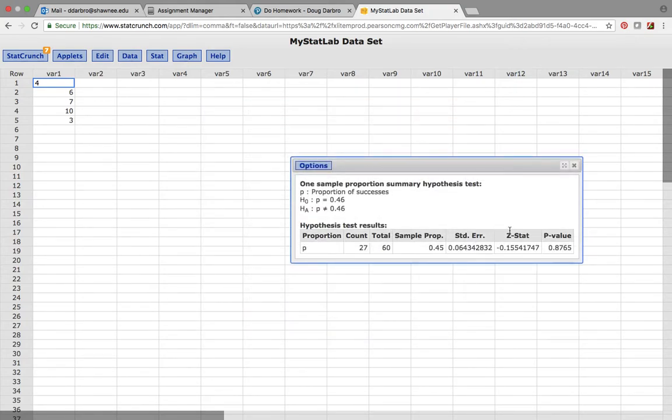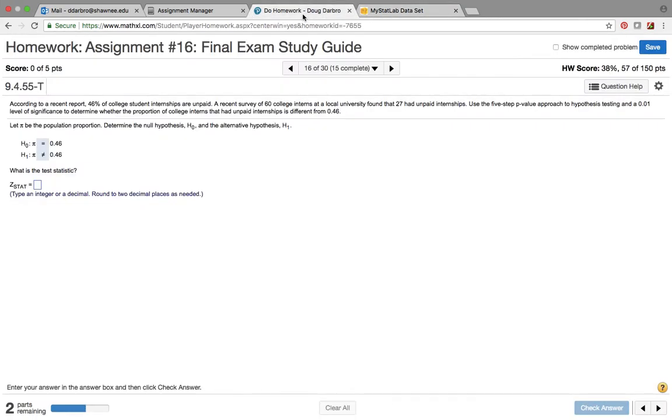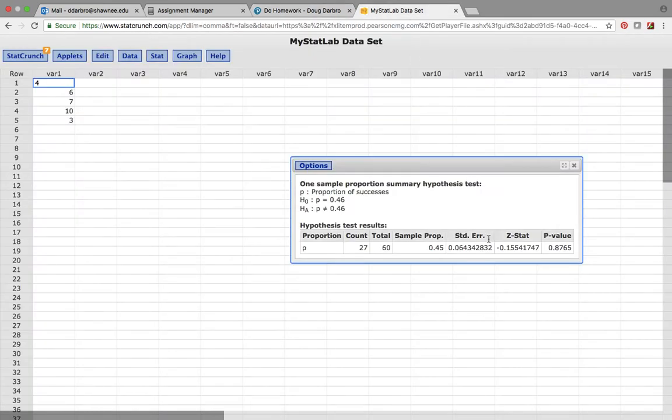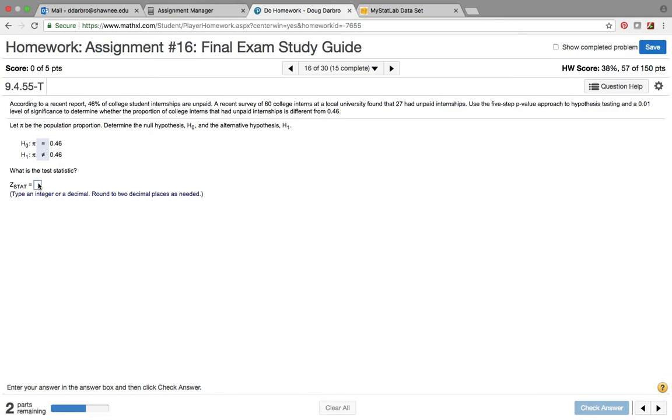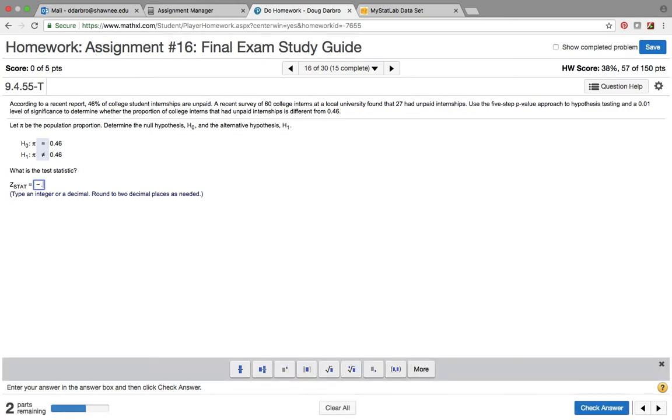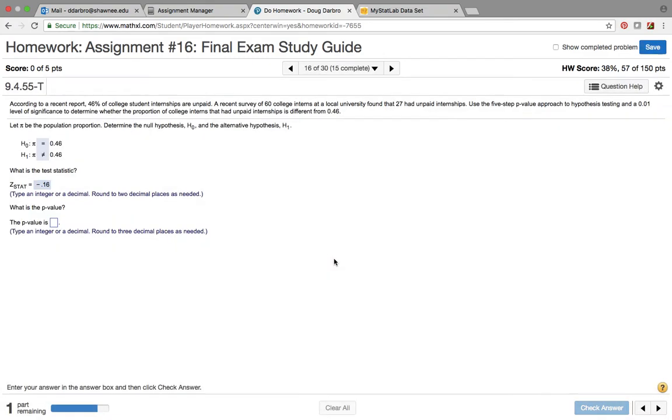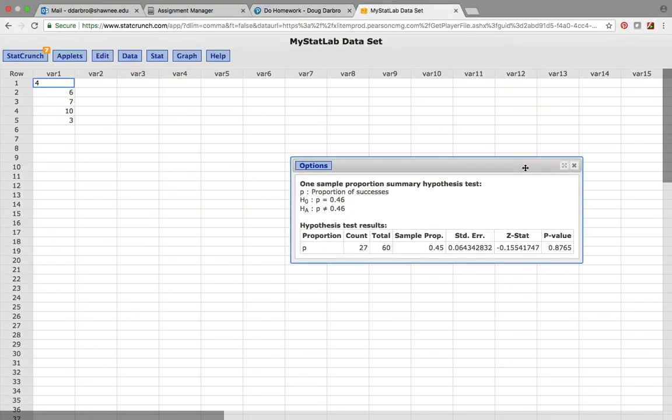We want the test statistic, which is under Z-stats. Let's see what we got, rounded to 2 places. We have negative 0.16. What is the p-value? The p-value is 0.8765.